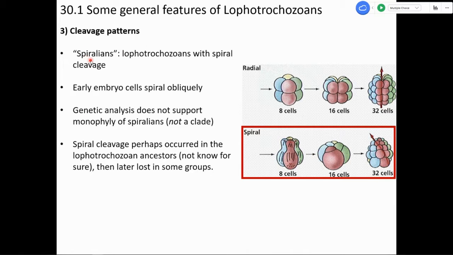I mentioned how these morphological features had been classically used for generating phylogenies. Those that had spiral cleavage were classically referred to as the spiralians. But genetic analysis, of course, has come in and messed that nice and neat system up for everybody. It turns out that spiralians are not a true clade. Spiral cleavage perhaps occurred in the ancestral Lophotrochozoans, but it's not known for sure, and then maybe it was lost in some groups later. So, unlike these other traits, it's not universal to all Lophotrochozoans. It's a general feature.